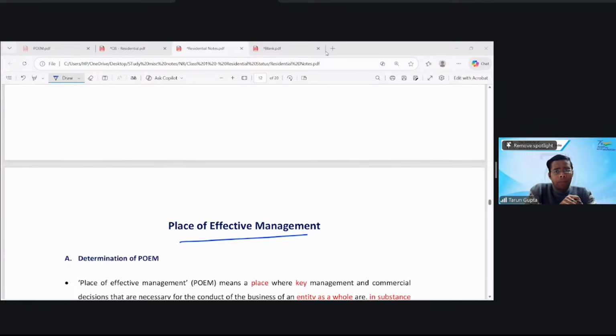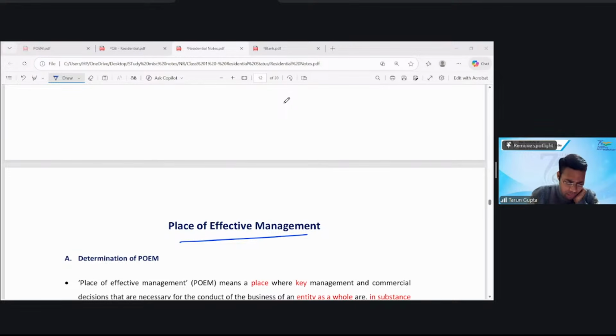And what do you think? Where does it apply? Do you think Microsoft would have a POEM in India? Or a foreign company, say Tesla or Apple or Meta, would they have a POEM in India? Does the Indian government want to tax them? Of course, they have a POEM outside India. Yes, correctly, Mr. Sanjay. So what used to happen is that the government actually wants to tax the Indian MNCs.